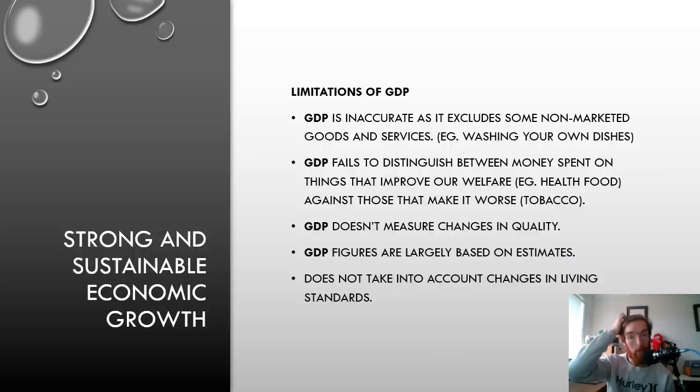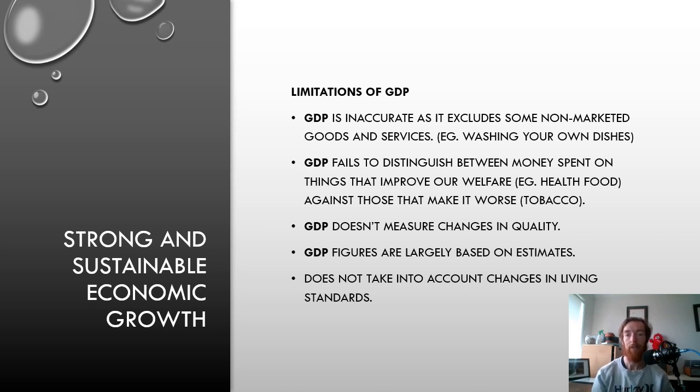So lastly, what we're going to look at is the limitations of GDP. So GDP can be inaccurate because it excludes some non-marketed goods and services. So things like if you wash your own dishes, you could pay someone to do that job, which would contribute to GDP. If you mow your own lawns, also black market production. So anything that's sold on the black market isn't included towards GDP. Charity work doesn't come into it. And so anything where the income isn't taxed, it's not included in GDP.